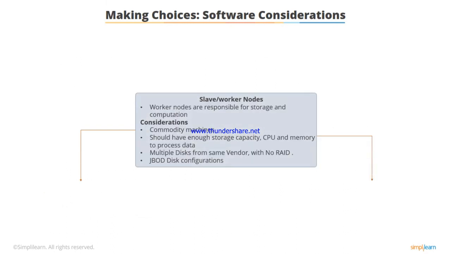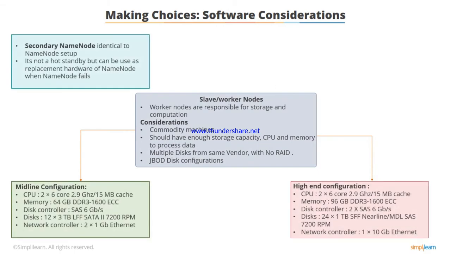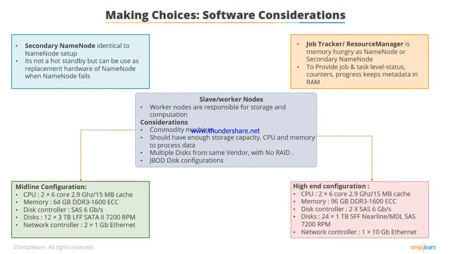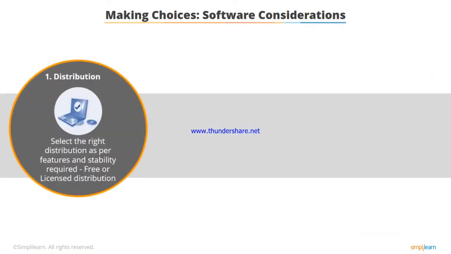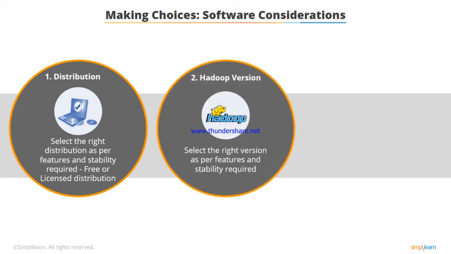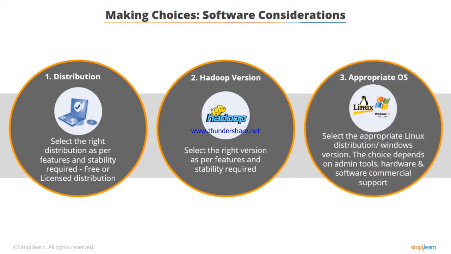Another variable of cluster planning is choosing software to be installed and run on the cluster nodes. These may be Hadoop or non-Hadoop related. Software considerations involve selecting the following: the right Hadoop distribution, free or licensed distribution, the right version of Hadoop according to the desired features and stability, the appropriate OS, Linux distribution or Windows version. The choice also depends on the desired features, capability, and stability required on your OS hosting Hadoop cluster.